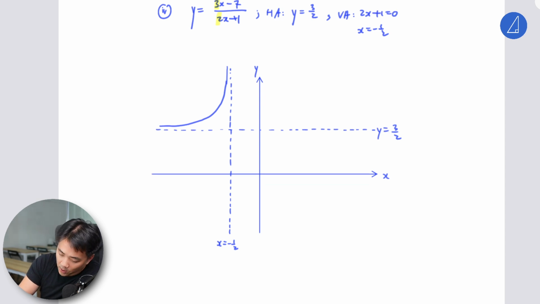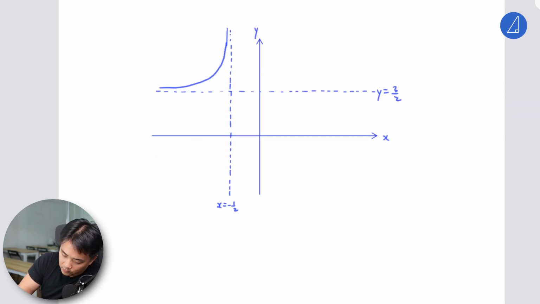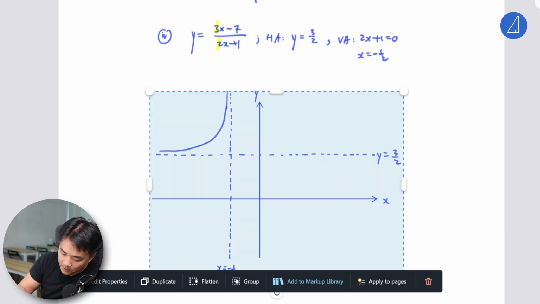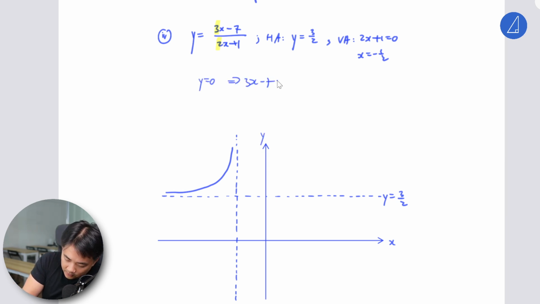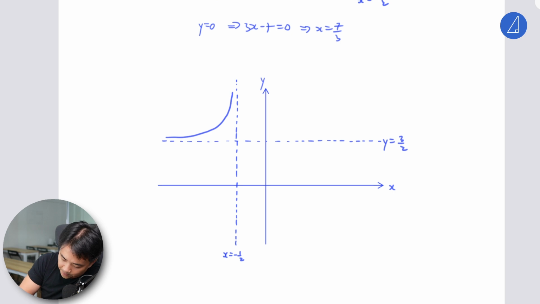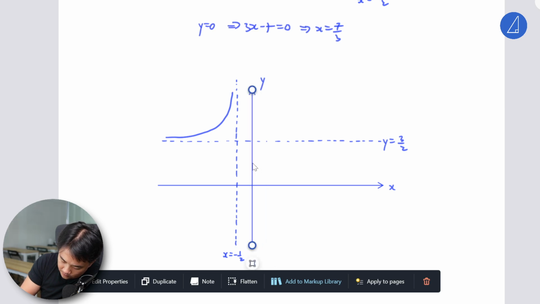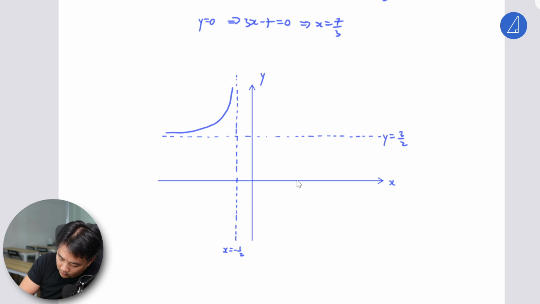I could just put when y is 0. You can just find where the intercepts are. So when y is 0, I know that it intercepts where 3x minus 7 equals 0, so x equals 7 over 3. 7 over 3 will be here, a bit further away. So I'll just move this to a side. Okay, so it's about 7 over 3.